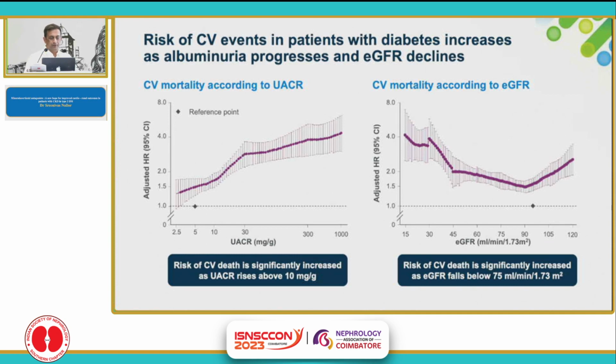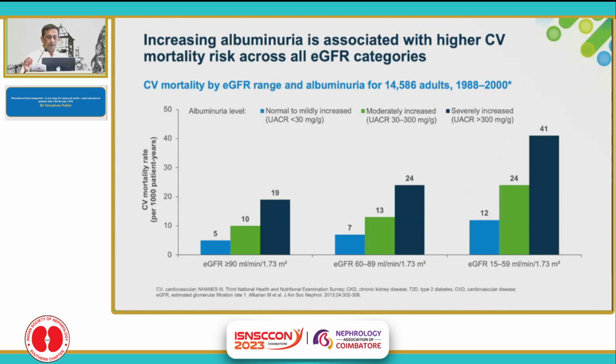Coming further, risk of cardiovascular events in patients with diabetes increases as albuminuria progresses and eGFR declines. So even within the normal albuminuria, 0 to 30, if the albuminuria increases, there is an enhanced mortality. And the GFR decline also enhances the cardiovascular mortality. And within the GFR segment, if the proteinuria keeps on rising, the risk of cardiovascular mortality keeps on increasing. All important observations.